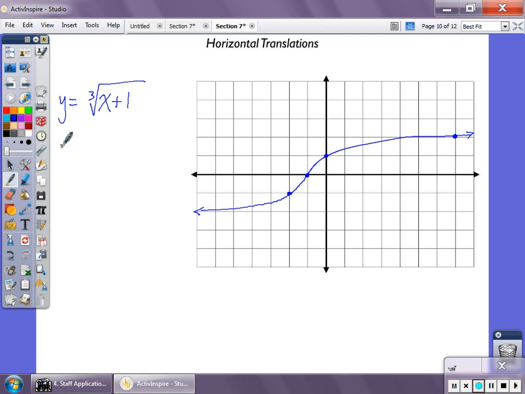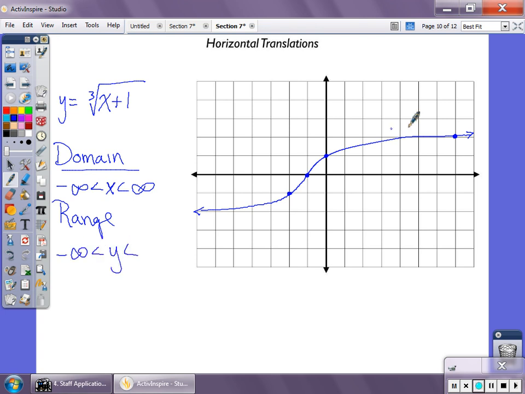Now the nice thing about horizontal translations, or just cube roots in general, domain and range remain unchanged. We're still going from negative infinity to positive infinity, all the way left to all the way right. And then for range, still going all the way down to all the way up. Positive infinity.